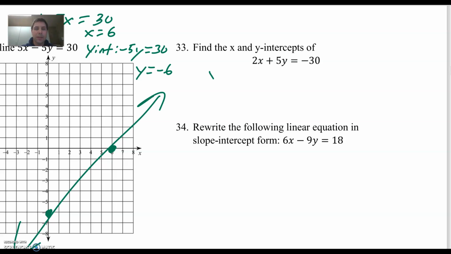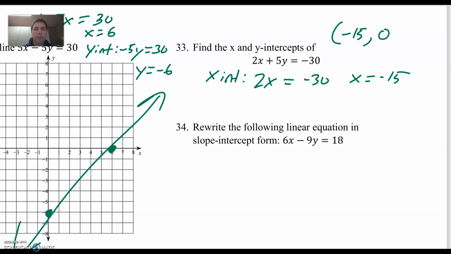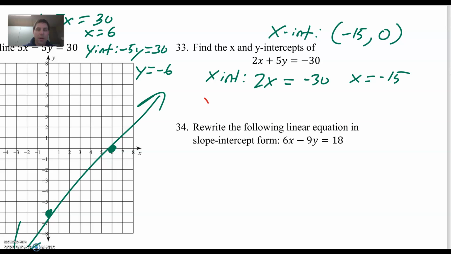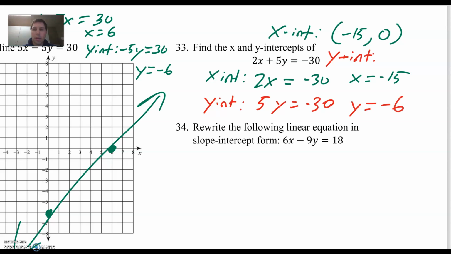So this makes it really easy. So your x-intercept is going to happen when 2x equals -30. Divided by 2, and you get x is equal to -15. So I'll write that as a coordinate point, -15, comma 0. There's my x-intercept. Okay. My y-intercept will happen when 5y equals -30. So if I divide by 5, you will get y is equal to -6. So my y-intercept would be at 0, comma -6. And there we have it.